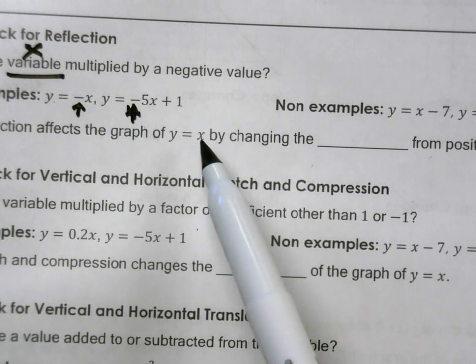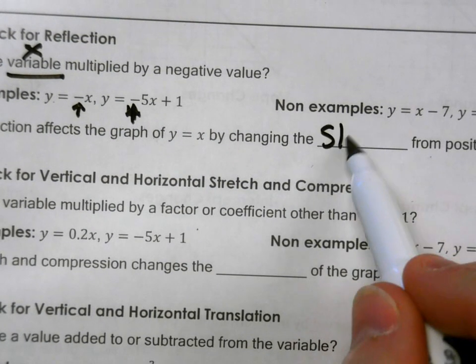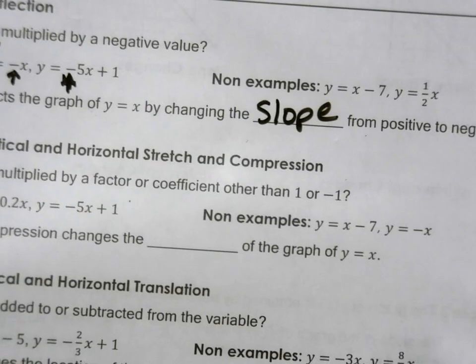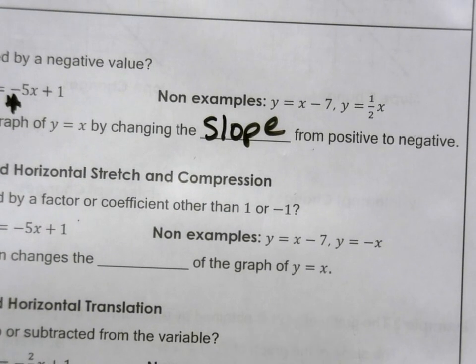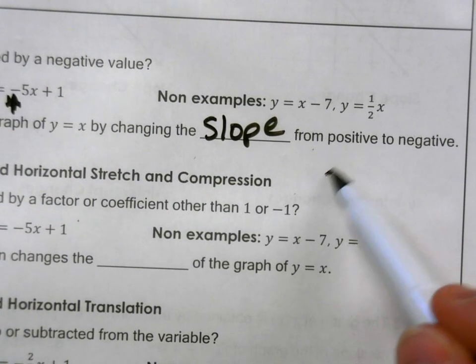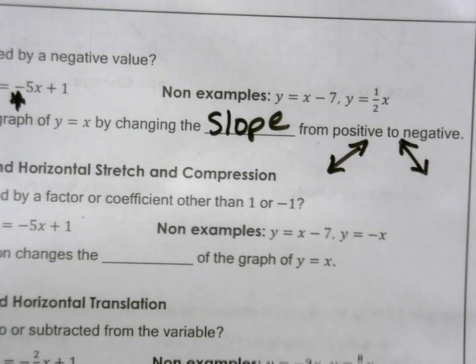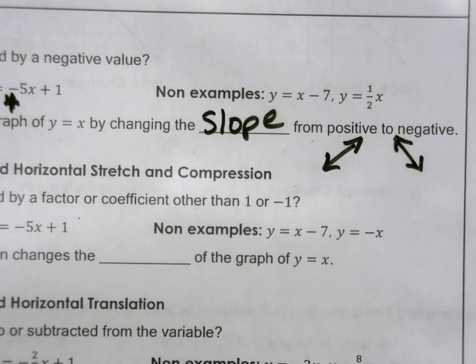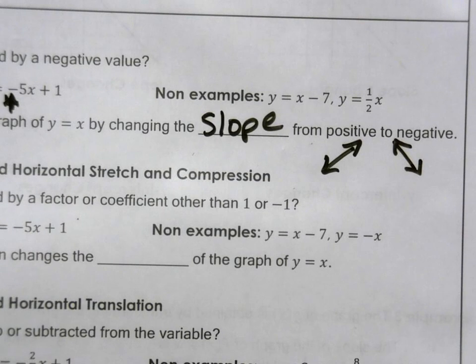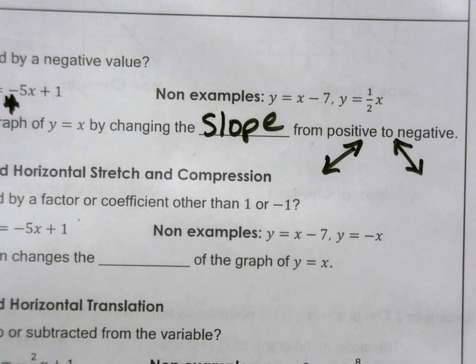And the reflection changes the slope from positive to negative. Okay? So it changes your positive slope to a negative slope. Or vice versa, it changes your negative slope to a positive slope, depending on what your original function is.